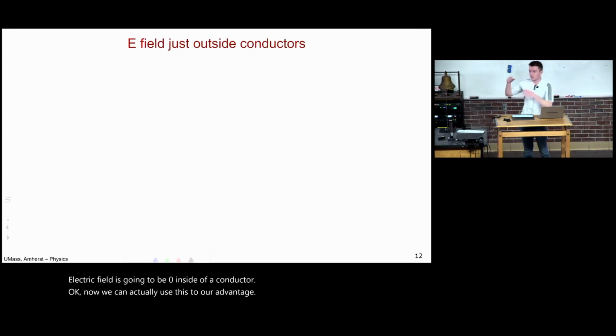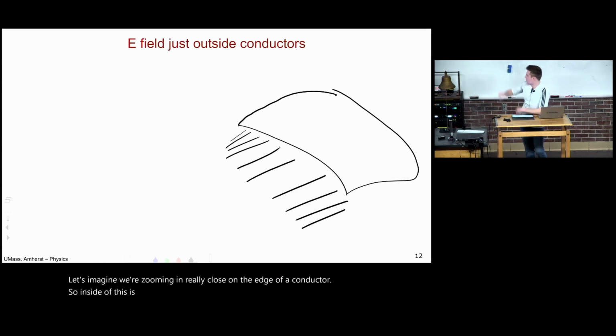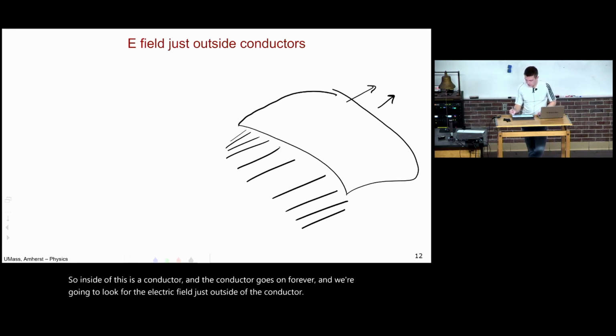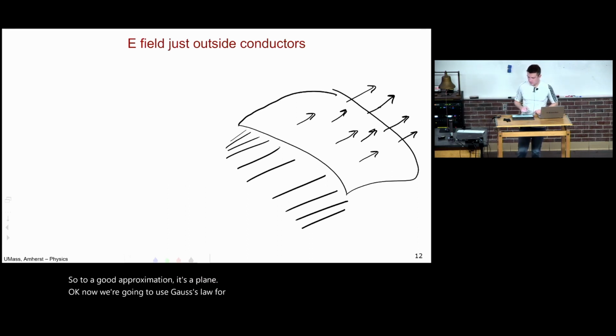Let's imagine we're zooming in really close on the edge of a conductor. Inside of this is a conductor, and the conductor just goes on forever. And we're going to look for the electric field just outside of the conductor. To a good approximation, it's a plane. Now we're going to use Gauss's law for this. It's a plane. I'm going to draw a rectangle.